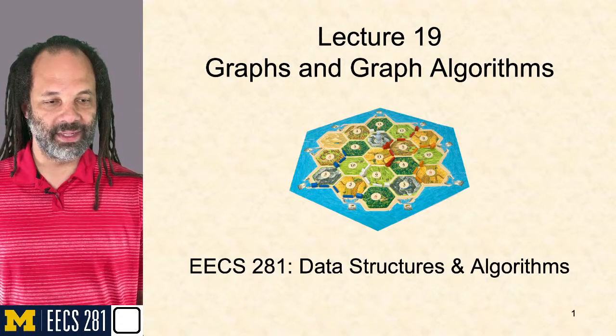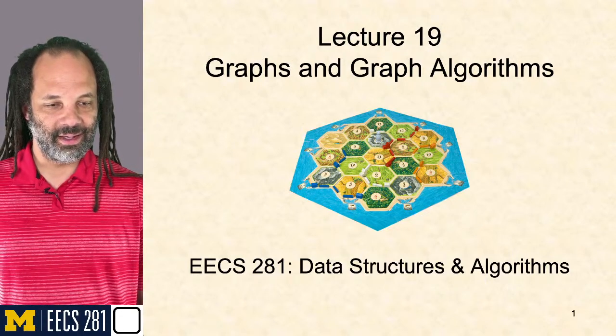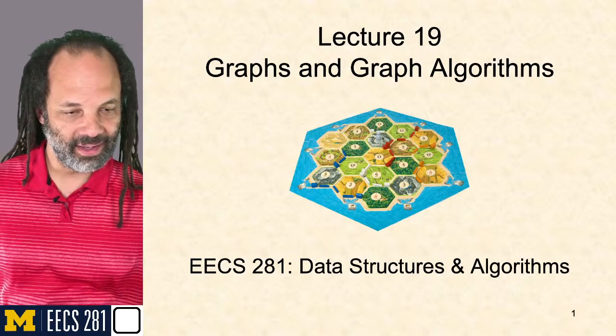Manhattan would be dense. E over V. All right.